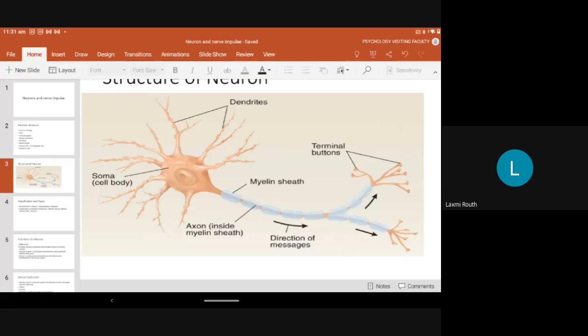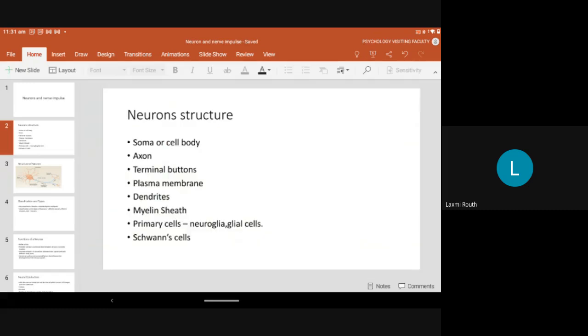Okay, so this is the main structure of a neuron, where we can see the soma or the cell body and the axon, the terminal buttons, and the main fluid present in the soma, that is the plasma membrane, the branch-like tree sections which are the dendrites, the myelin sheath, and the primary cells that consist are the neuroglia and the glial cells and the Schwann cells. So these are the main structures of a neuron.